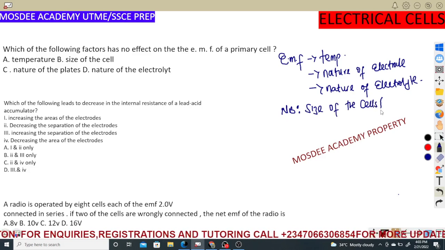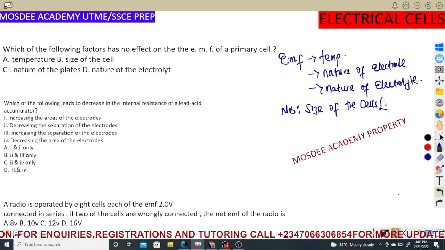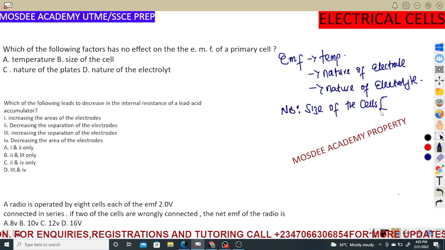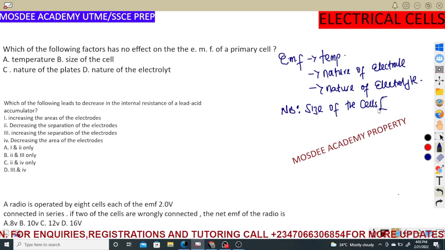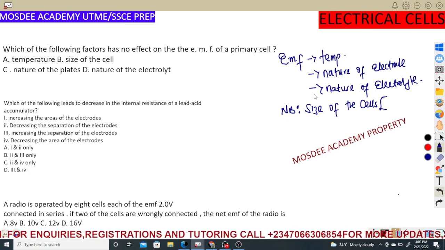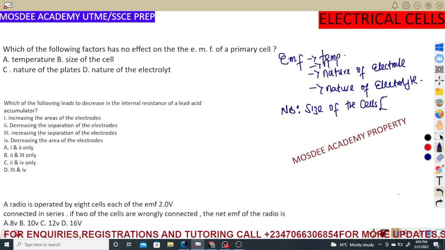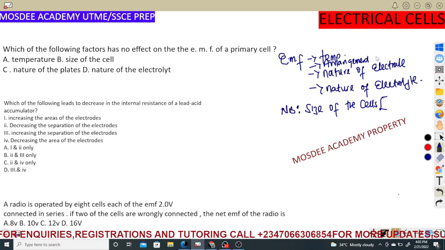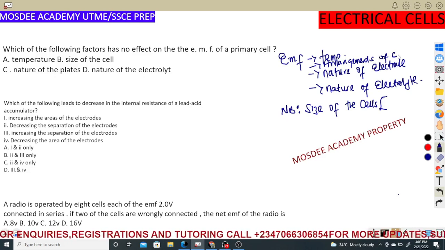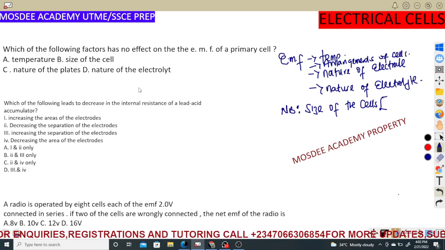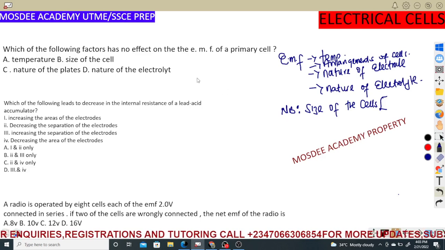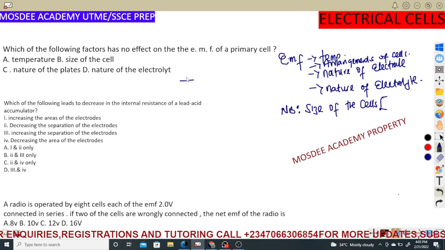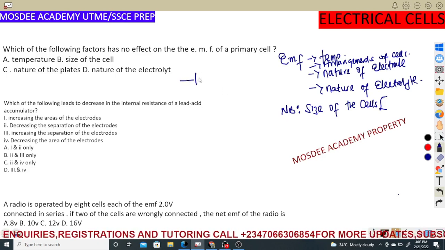When we get to electricity, you will understand, because when we talk about the size of the cell, the arrangement of the cell might determine the type of EMF that will be generated. So you can also put another factor that may affect EMF, which is the arrangement of cells and not the size. Let's keep that at the back of your mind. Arrangement of cells, because you can arrange cells in series and parallel.